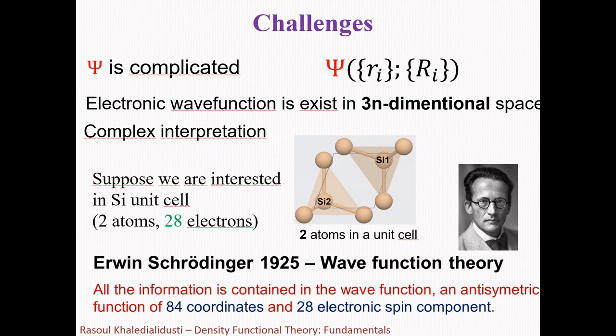So as we have already explained, if we take silicon as an example with its 28 electrons in a diamond structure including only 2 atoms, following Schrödinger's approach we would have a very complicated function. The diamond structure has 2 atoms in a unit cell. That means that we have 28 electrons, and there are 3 directions of x, y, and z. So there are 3 times 28, which is 84 coordinates.